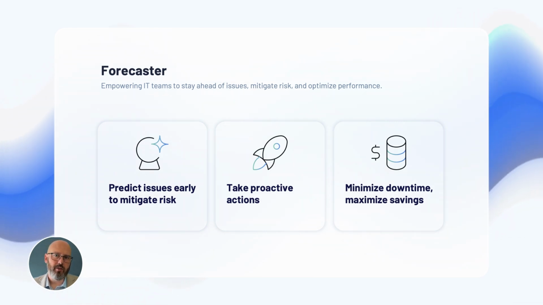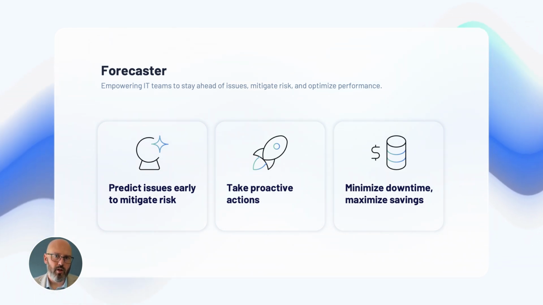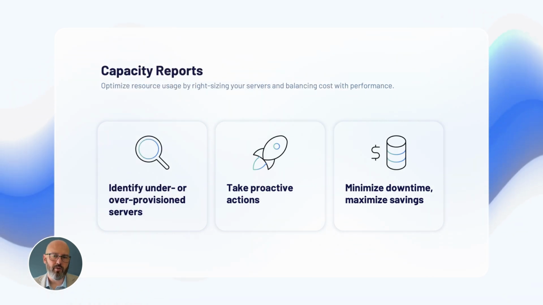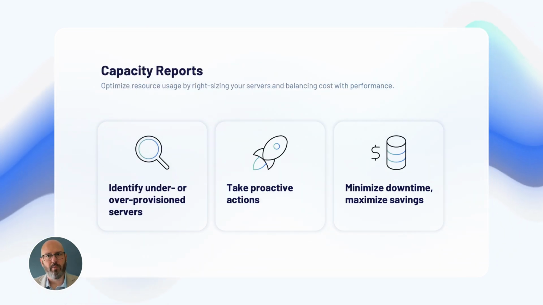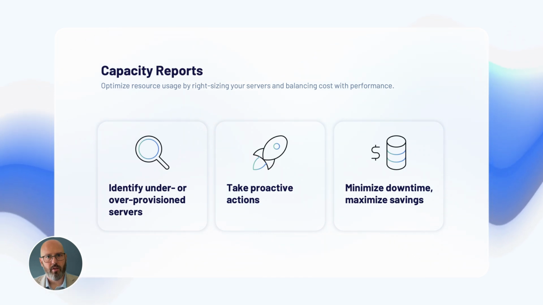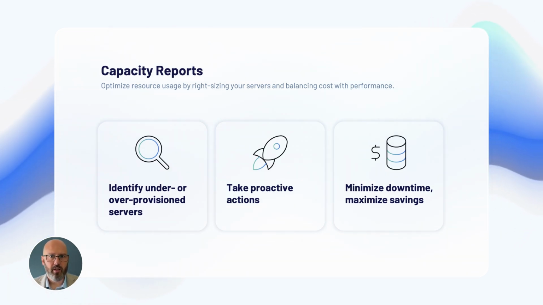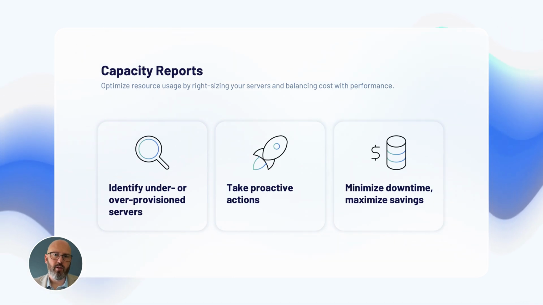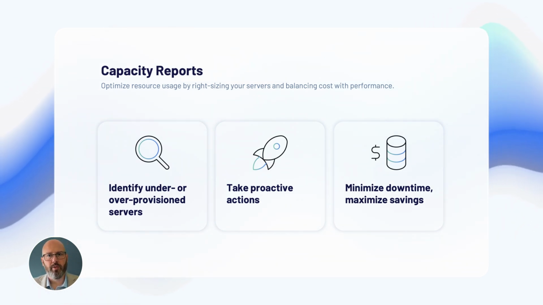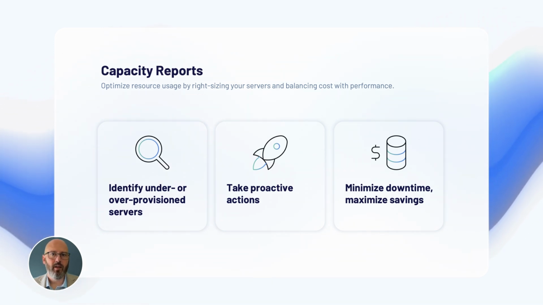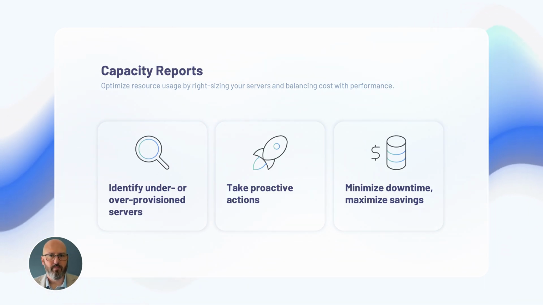Another way of taking advantage of our forecasting abilities to reduce cost and increase reliability is the all-new capacity reports feature. These reports are designed to help you optimize resource usage. By highlighting servers that are either over-provisioned or under-provisioned, they allow you to both reduce cost and prevent downtime. Capacity reports will allow you to predict issues early, take proactive actions, minimize downtime, and maximize savings.